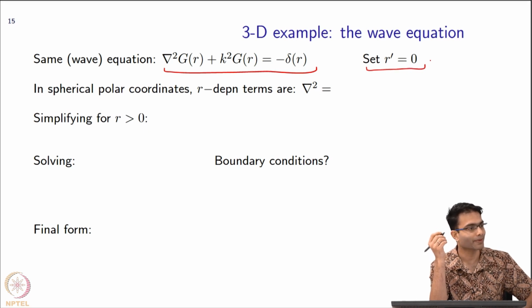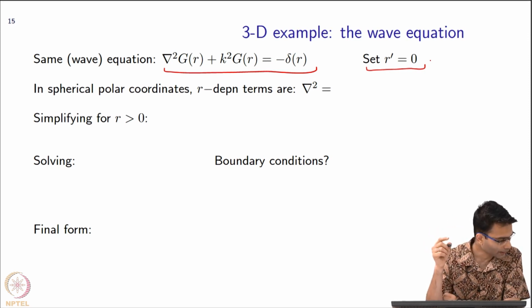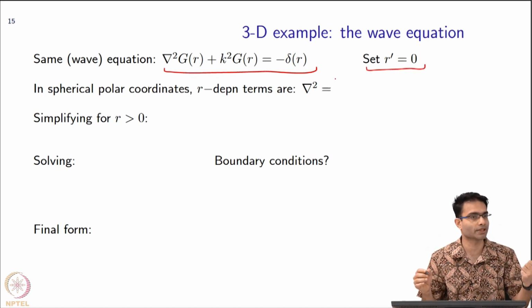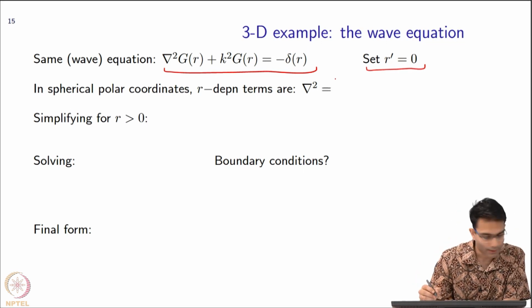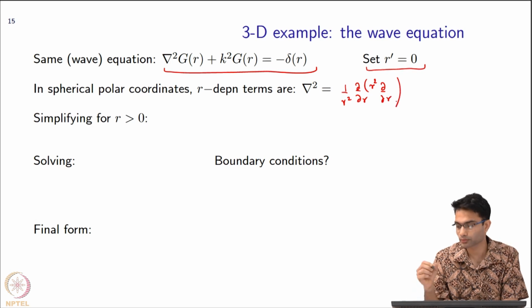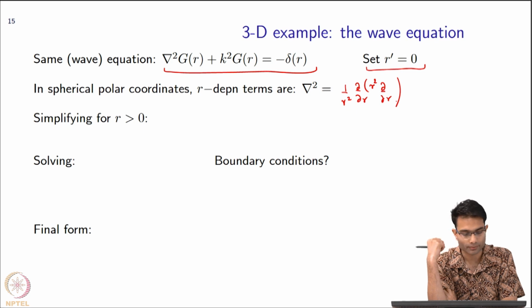So del squared will change, right? Earlier it was for polar 2D, now for 3D spherical. I don't expect you to remember the form of del squared. It has a lot of terms for theta dependence and phi dependence. We'll just keep the r dependent terms, and that's 1 by r squared dou by dou r of r squared dou by dou r. So this we just look up and use it. Okay, that's the operator.